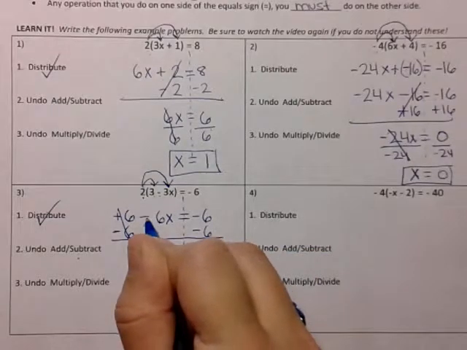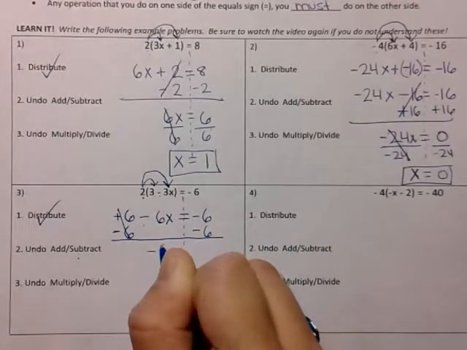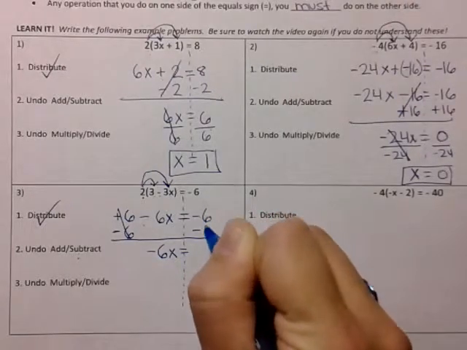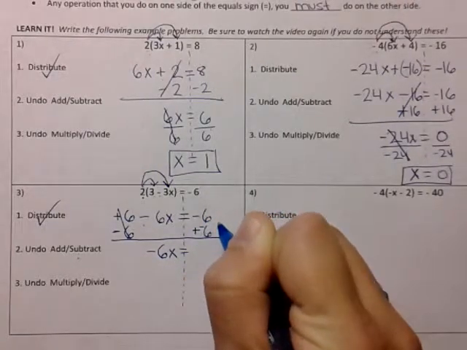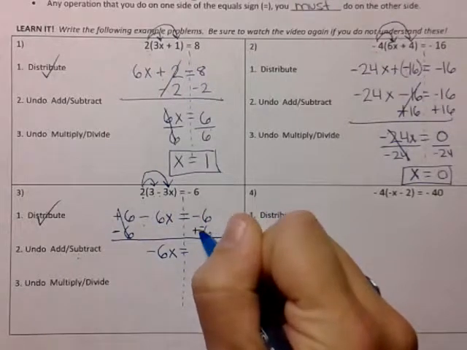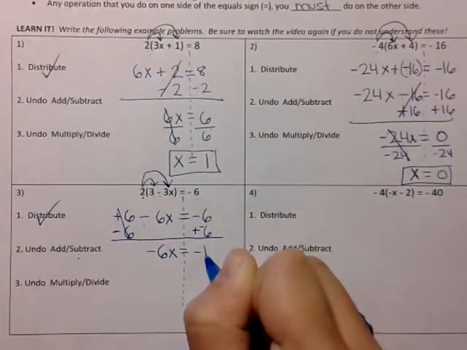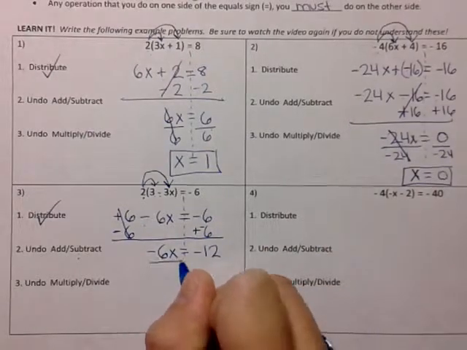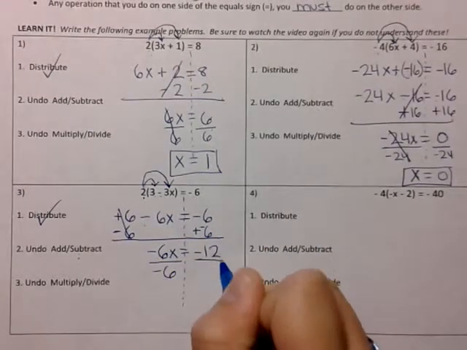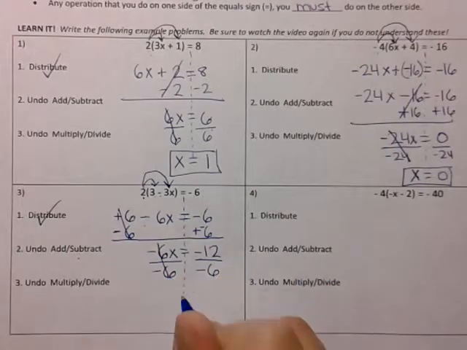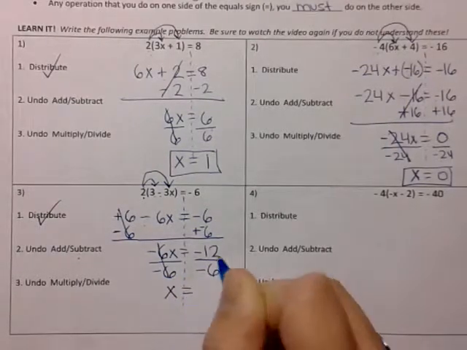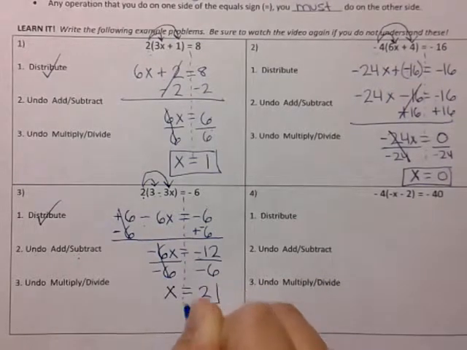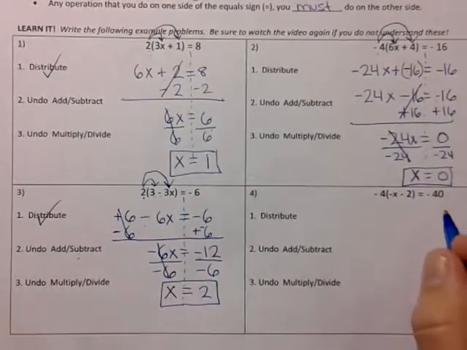So now I have, this becomes a negative, negative 6x equals negative 6 plus a negative. So negative 6 plus negative 6 is negative 12. Then I'm going to divide both sides by this negative 6. These cancel out, and I'm left with x equals negative 12 divided by negative 6, which is positive 2. Let's look at the last example.